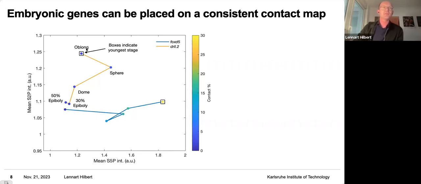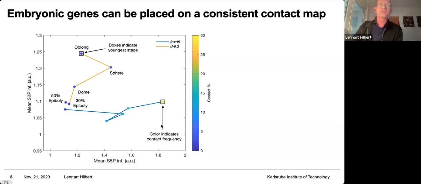So for example, here's the oblong stage of DRLL2, and you can place this here. And as you follow through development, you can see this trajectory developing. You can do this for other genes like FOXP5 as well. You see here how over development we start here at oblong, and we end up in 50% activity at the end of this development time course, if you wish.